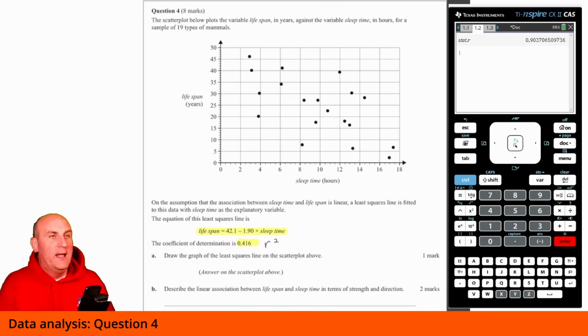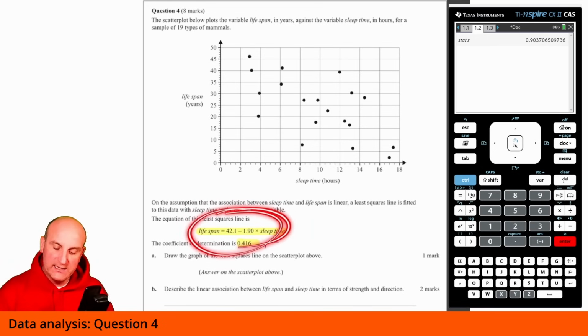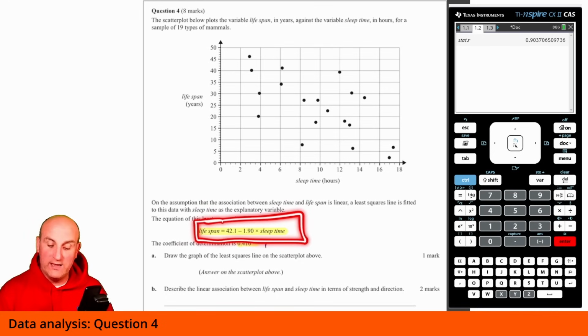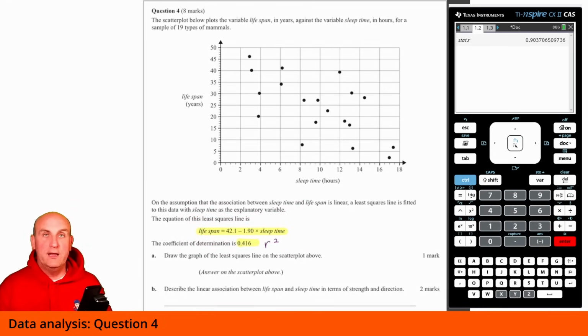Anyway. A lot of my students say, I don't know how to do this. It is one of the most common questions that I've seen over and over again. The easiest way is this line here, this least squares line, which is your predictor. But it's also a way to draw the gradient. It says if I have a sleep time, I times it by 1.9 and I take that away from 42.1, and that gives me a lifespan. This is another way of finding coordinates of my least squares line.